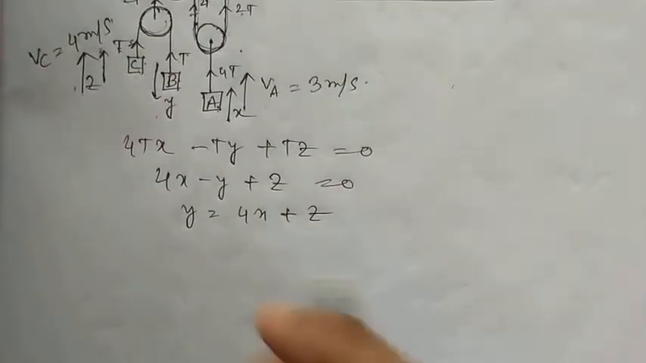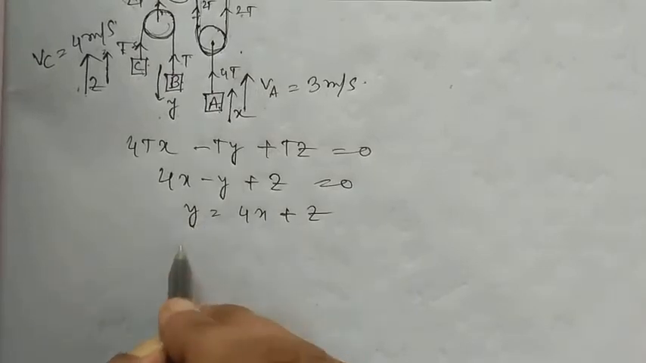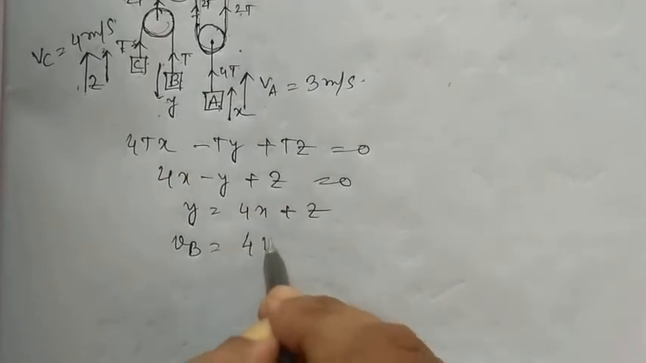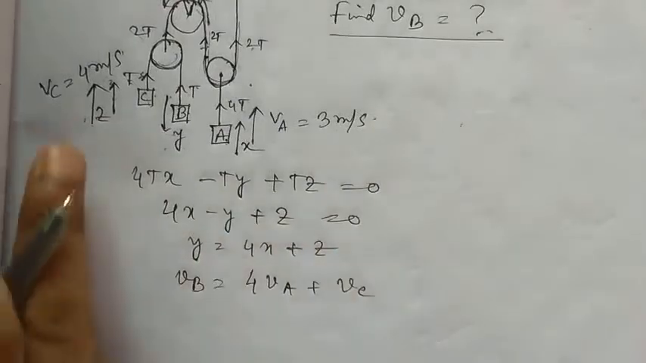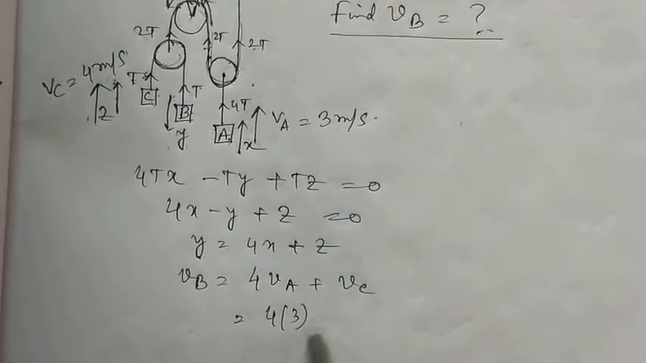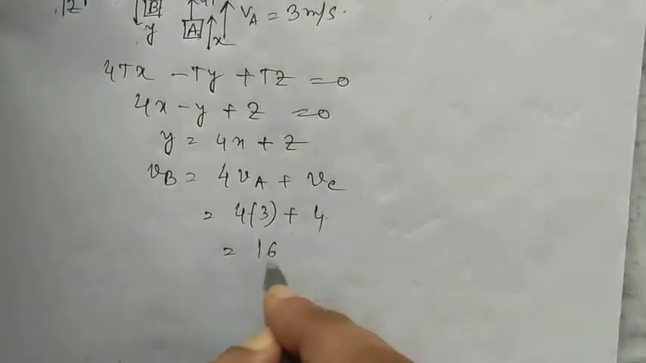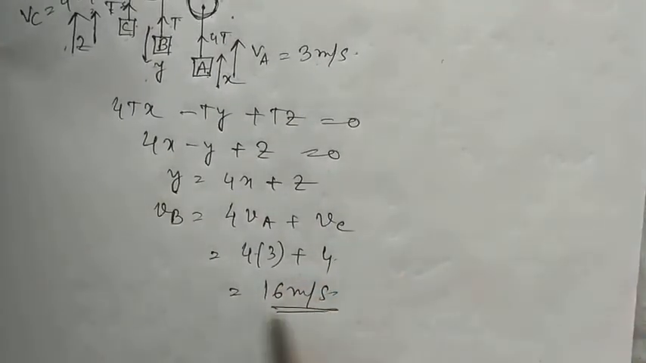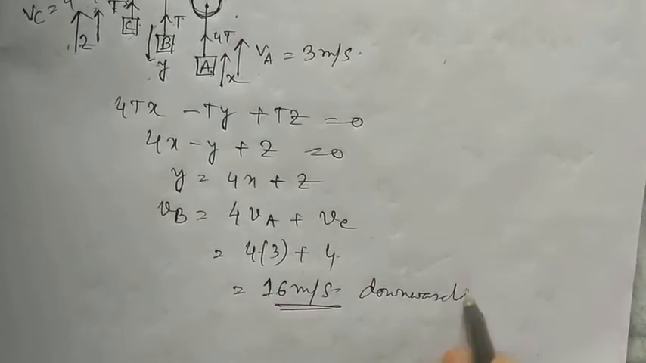Now what we get after differentiation of Y, Y means the displacement of B. So Vb for this is 4 Va plus Vc. Now Vc was 4 meters per second upwards and Va was 3 meters per second upwards. 4 into 3 plus 4, so it will be 12 plus 4, 16 meters per second. Now as the result has come out to be positive, so 16 meters per second downwards for B.